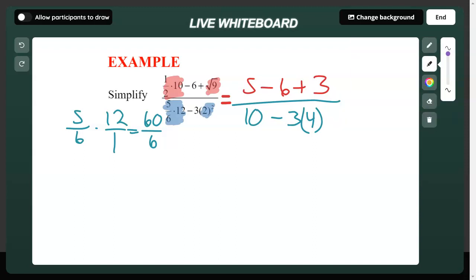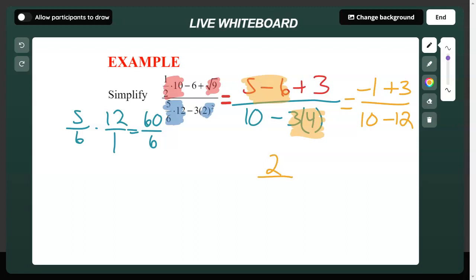Now I've done quite a few things already, and I can show that all in one step. So now what can I do next with my new fraction? I can do the multiplication here. What else can I do? I can do 5 minus 6. So 5 minus 6 gives me -1 plus 3 over 10 minus 12. Simplify again the numerator and denominator. -1 plus 3 is a 2. 10 minus 12 is -2. So my fraction simplifies to -1.